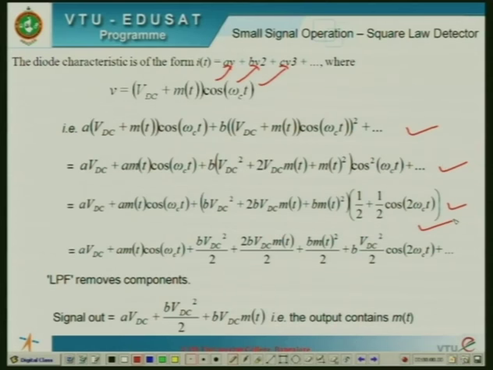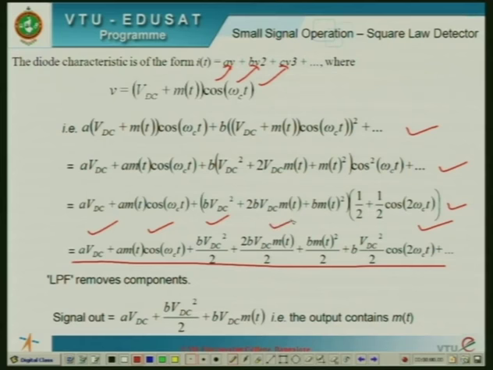In this final expression, if we substitute the AM signal into the current expression, we find that there are multiple components in the given signal. One is a DC signal, scaled by a constant A. The second term is m(t) cos(ωct), the modulated data. It is like an AM signal, but the modulating data is now multiplied by the constant A. The third component is again a DC signal, which is VDC² by 2.